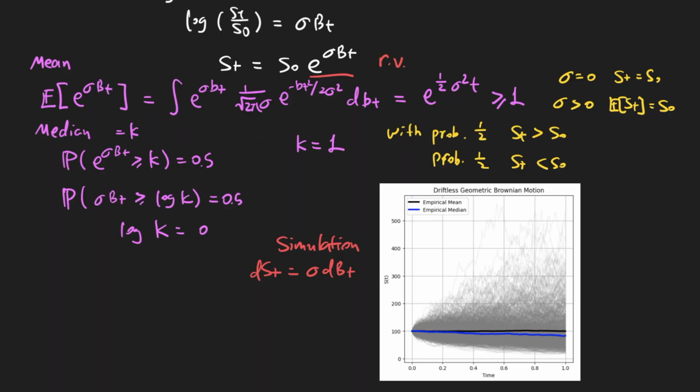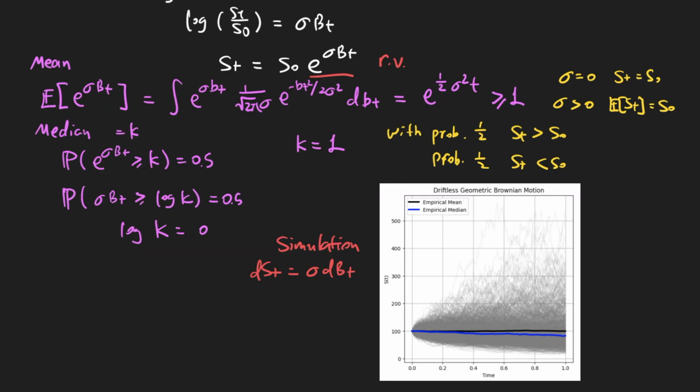So this is the simulation I did for the geometric Brownian motion that's given by this differential equation. For this simulation, I set the initial stock price to be $100. Each of the gray lines here is a random stochastic process. Then I basically simulated 1,000 times, and then I computed the empirical mean and empirical median using the data.